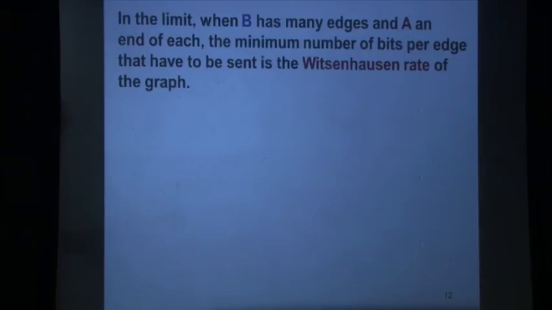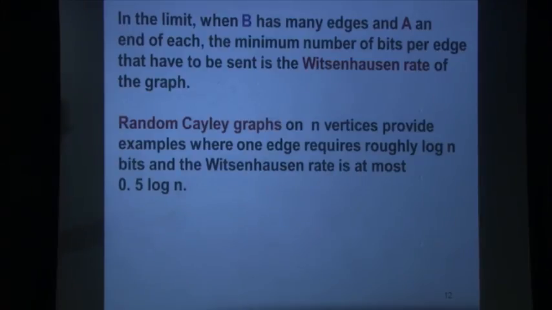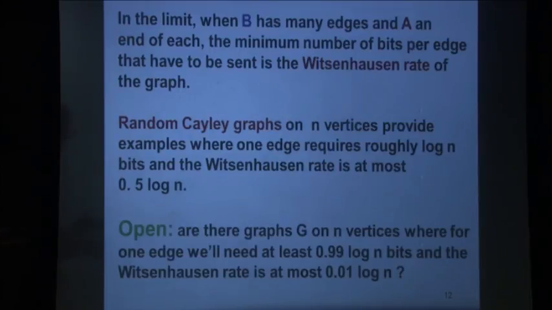So these random self-complementary Cayley graphs on n vertices provide examples where one edge requires roughly the logarithm of the number of vertices bits, and the Witzenhausen rate is at most half the logarithm of the number of vertices. And it looks interesting. Here is an open problem about this. There are many problems about this, just like the Shannon capacity. Very little is understood about this.